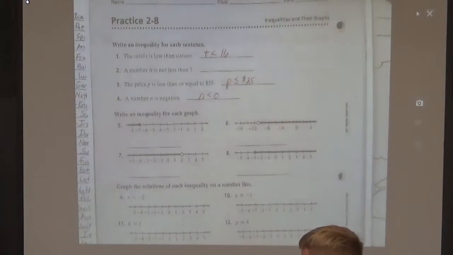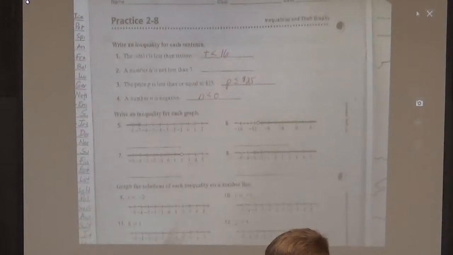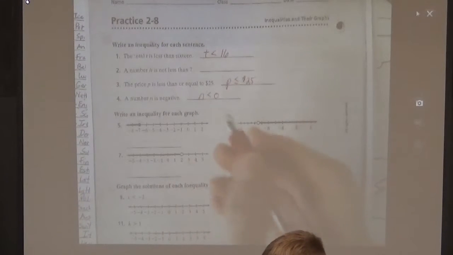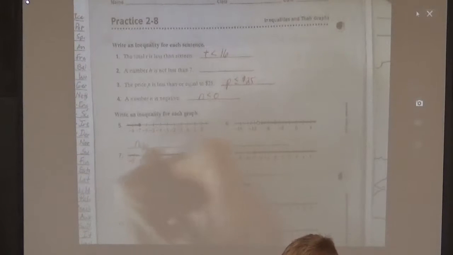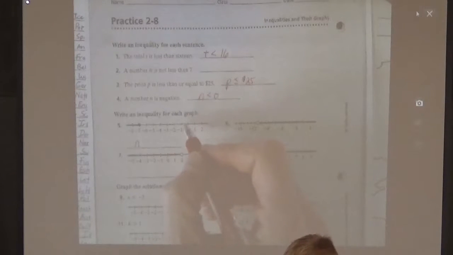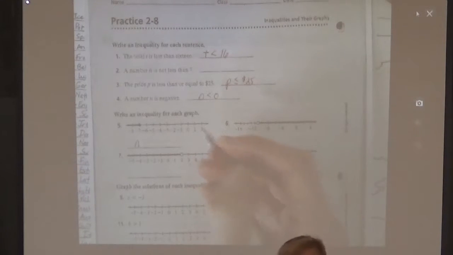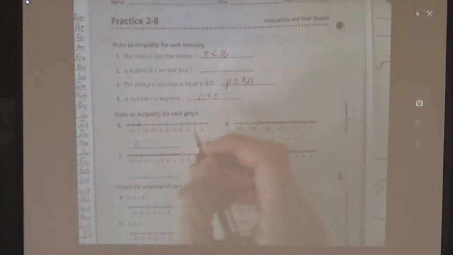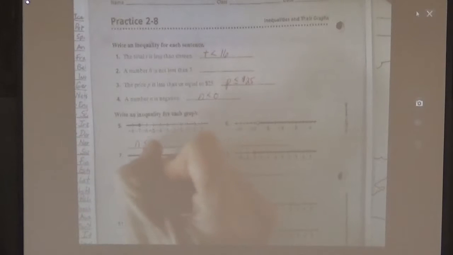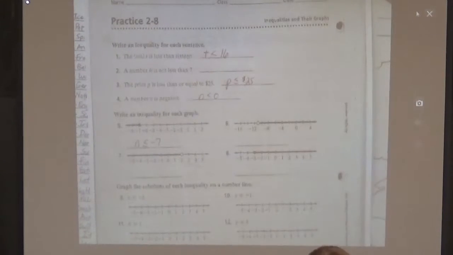Number 5. We have to remember what type of symbol to use with a solid dot. And the variable is not assigned, so we're just going to use n for our variable. Now what? How do you read this graph? Otto? Less than or equal to negative 7. Negative 7. Very good. Yep. Everybody see that?